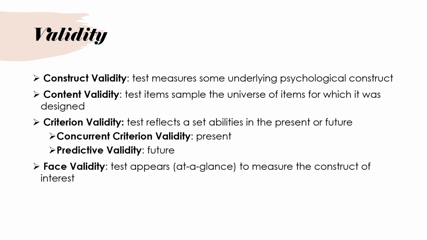We also have something called face validity. A lot of people will say this is actually not a form of validity, and other people will argue that it is. But when we do face validity, this means the test appears at a glance to measure the construct of interest. So one way that you would do this is if you just looked at a test and read through it, and you look at a question and think, hey, I don't know if this question is actually measuring what it's supposed to. And then you think about revising it a little bit.